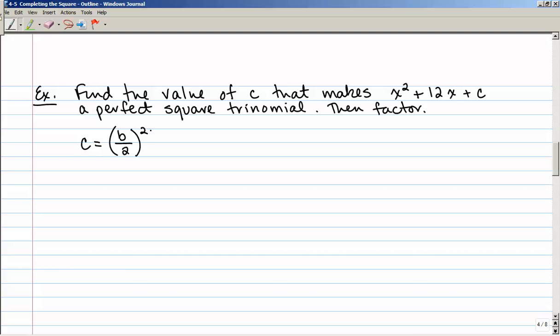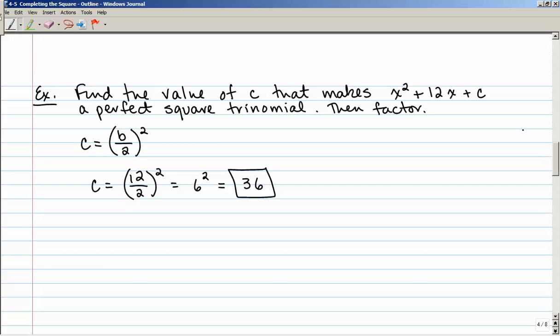And in this case, my b is 12. So half of 12 and square it. Don't try to do 12 squared over 4 squared. It'll probably work, but it's just messy. 12 over 2 is 6. 6 squared is 36. So if I had x squared plus 12x plus 36, that would make it a perfect square trinomial. So that's just a little practice in trying to find the value of our c.